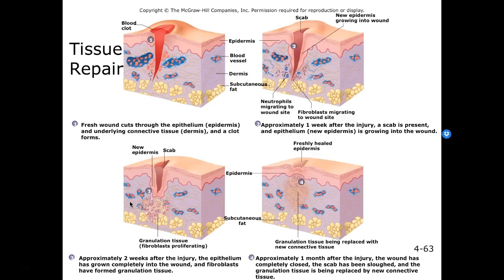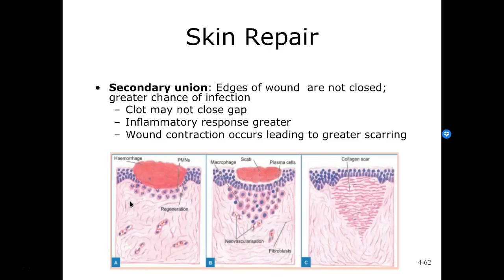Within our secondary union, so I'm going to flip to the screen now. Within our secondary union, the difference here is those edges of our wound are not close together. So we have a greater chance of infection here. That's why it's recommended that if you do have a larger wound, you get it sutured up so that it heals better, and we also have a decreased risk of infection. So we have these three circumstances. Our clot may not close the gap.